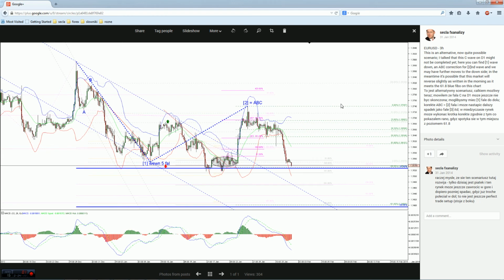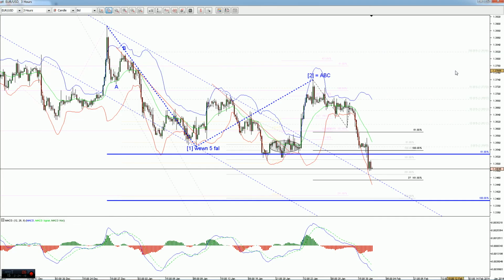Okay, so this is what I showed last Friday, the development on the Euro USD, and this was possible. And if we switch back to this, you can see how the market is moving to the downside.